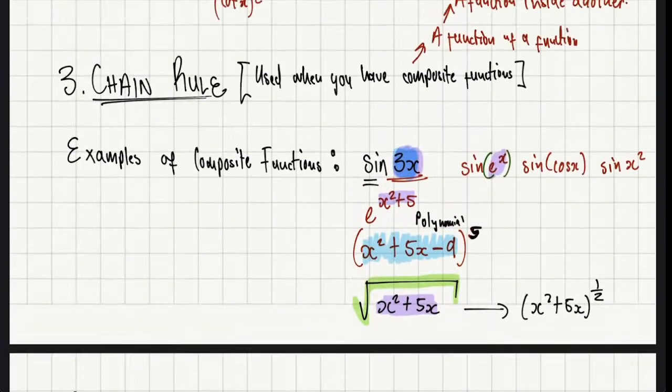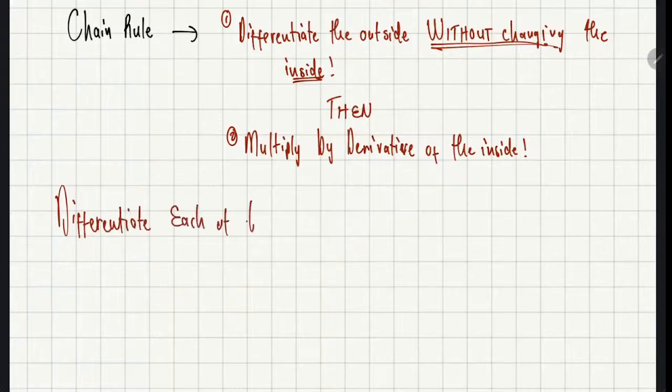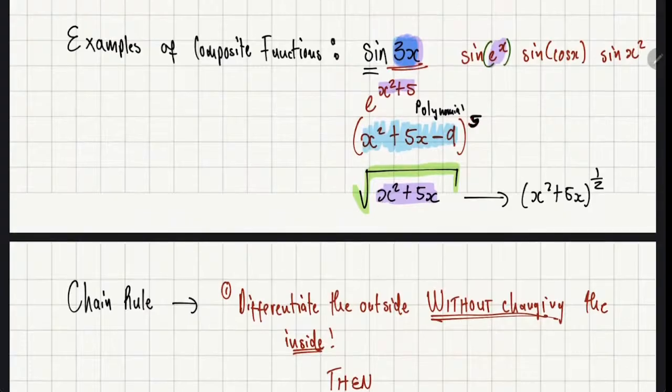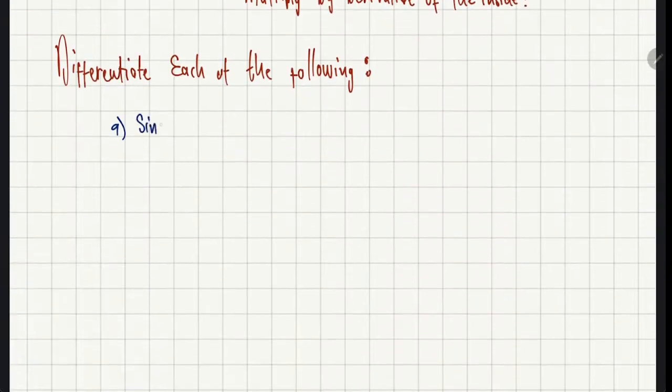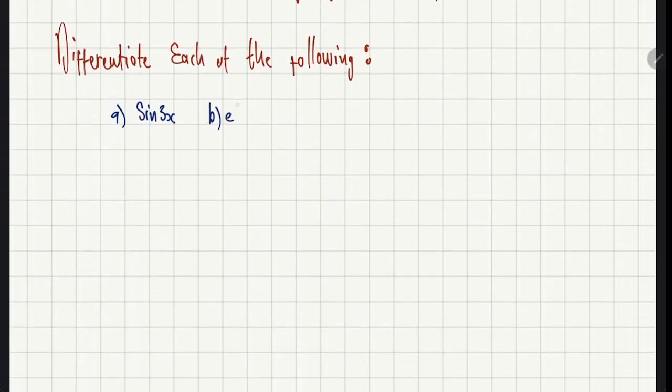So let's do these ones which we wrote as examples. Okay? Differentiate each of the following. With this, I can do some examples in past papers. Let's just do this one and then I'll show you in past papers how you can apply what I've just taught you. Differentiate each of the following. We put all the things we did. A, sine 3x. B, e to the x squared plus 5.